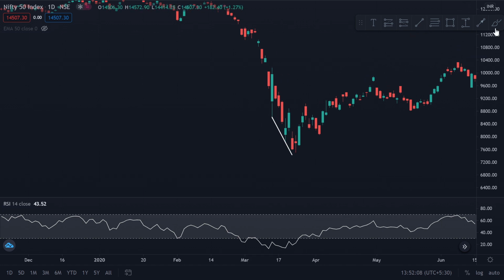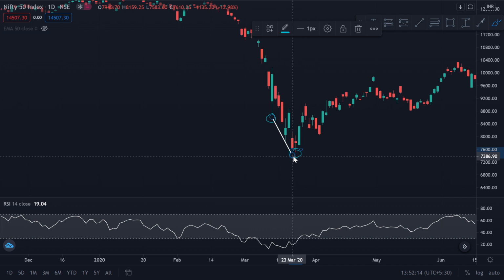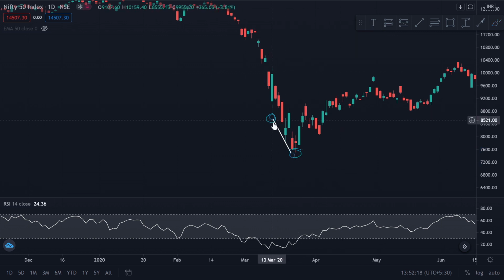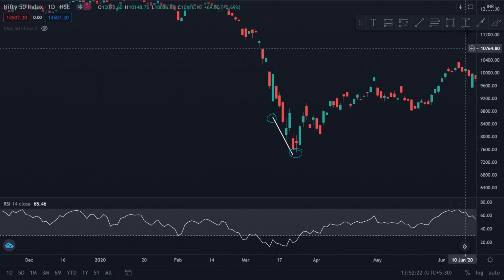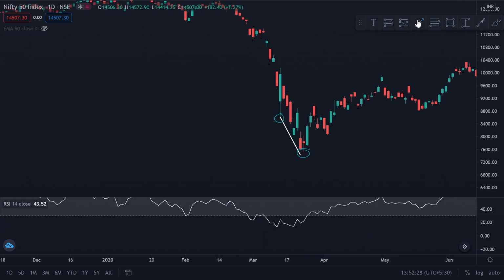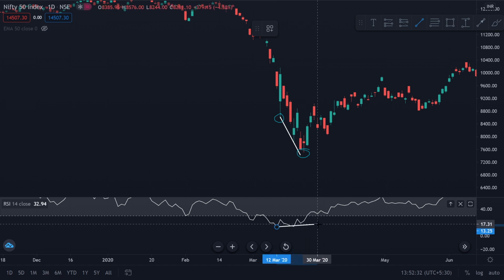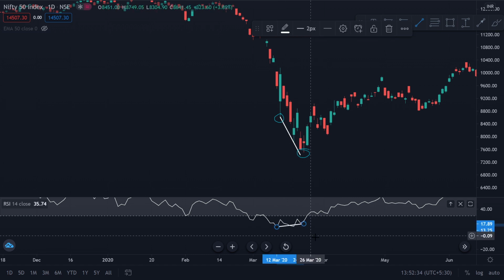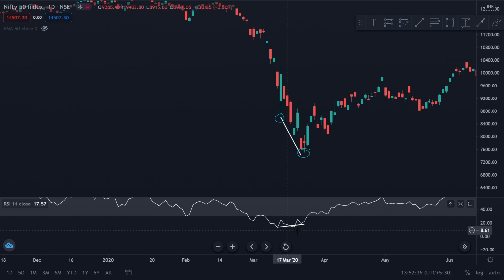So at this time, this was the lower low, and this was the next lower low on March 23rd or 24th sometime, right? So I've connected these lower lows. Now what happened to the RSI? If you observe the RSI, this was the low. This was my low, and the next time it happened, this was the RSI. So what is happening to the RSI?